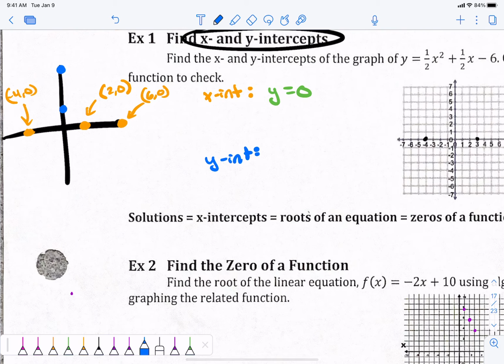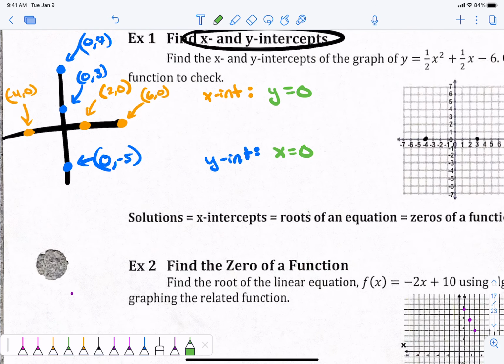This is a y-intercept, this is a y-intercept, this is a y-intercept. Let's say this guy is the point (0, 3), and this guy is the point (0, 7), and this guy is the point (0, -5), right? What do each one of those have in common? Those are all y-intercepts. The x is 0, right?